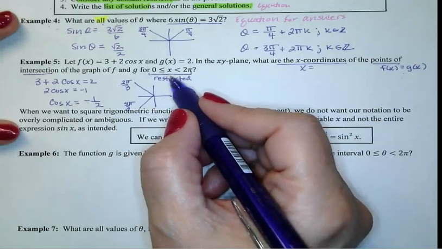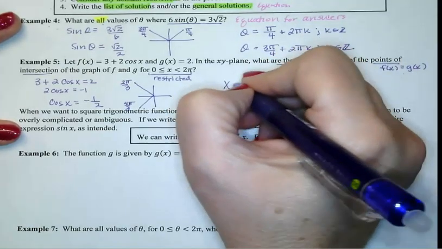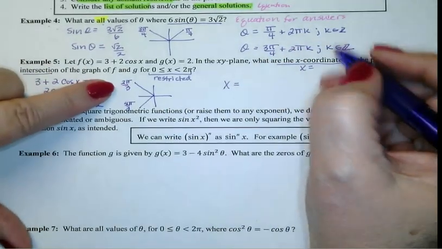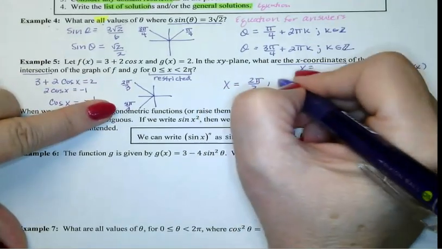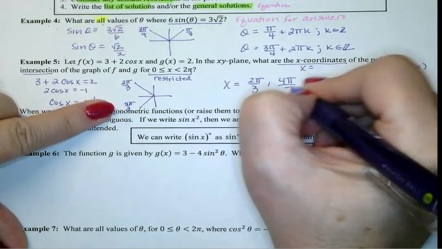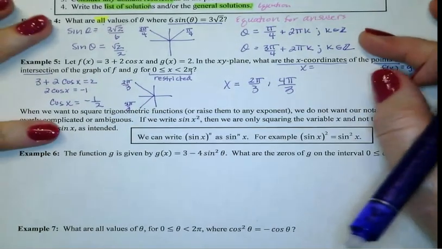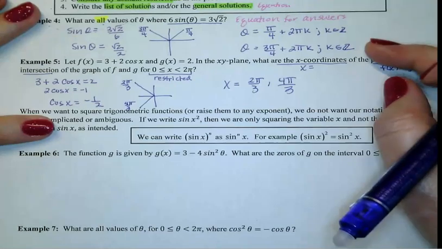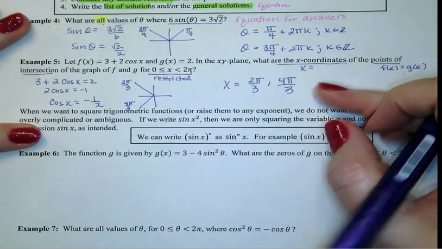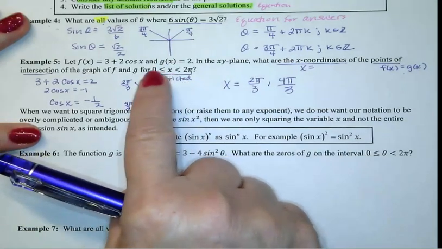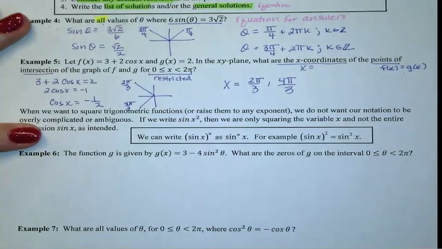Because it gives me a restriction, I simply need to list the values or the angles that would work. And the angles that would work would be 2 pi over 3, and then also 4 pi over 3. So you can see that these two types of answers look very different. This is a couple of equations that represent every single angle possible, whereas this is a list of angles because we have a restriction, and from 0 to 2 pi simply means we only have to find the answers one rotation around the circle.